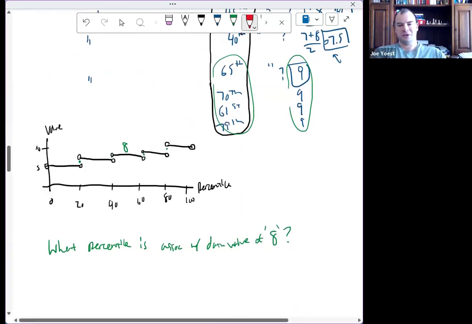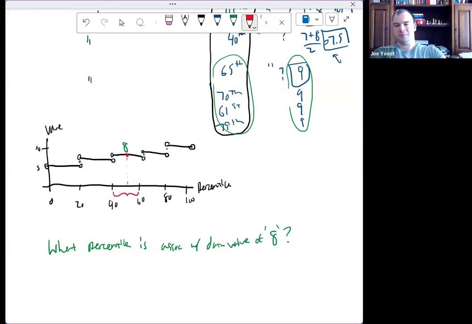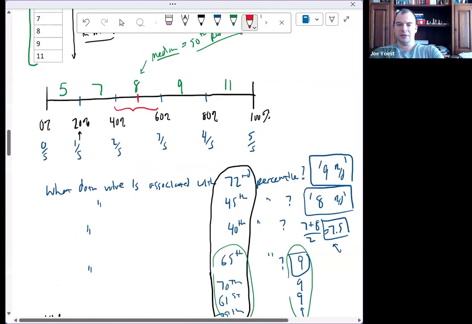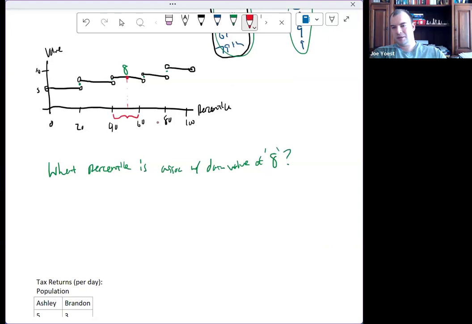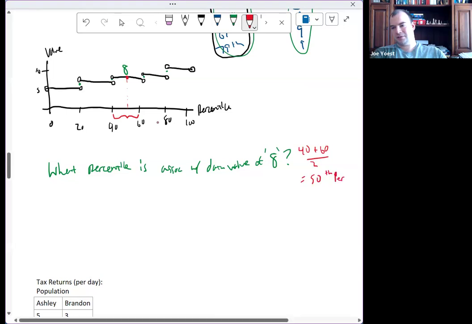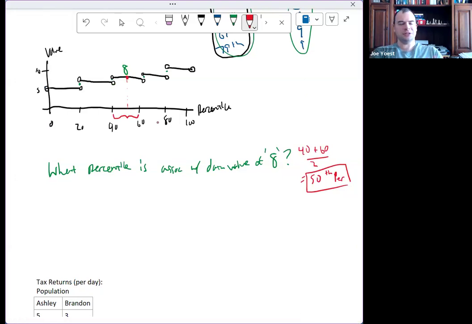So when I have to invert this function, I'm going to pick the middle of the interval that yields that same output. So I'm going to pick the middle of 40% to 60%. I'm going to do 40 plus 60 over 2, which is 50, the 50th percentile. So I'll say the data value 8 is at the 50th percentile.